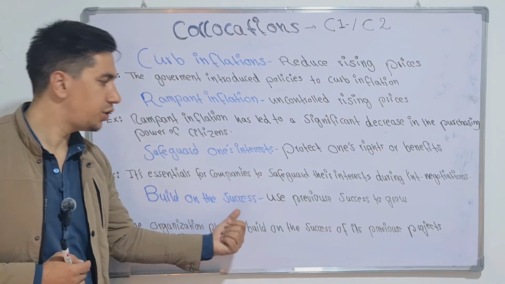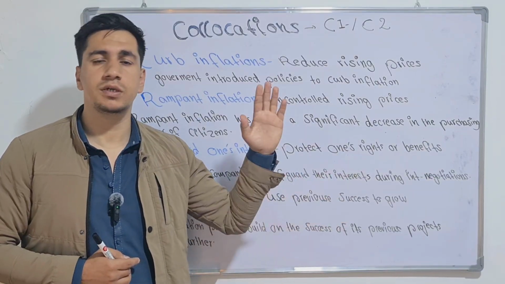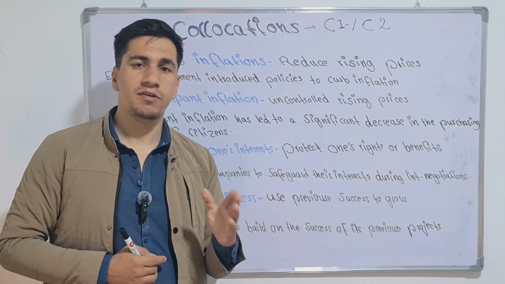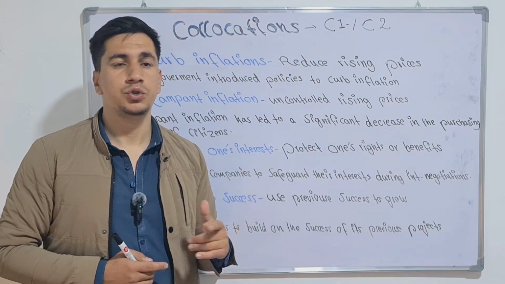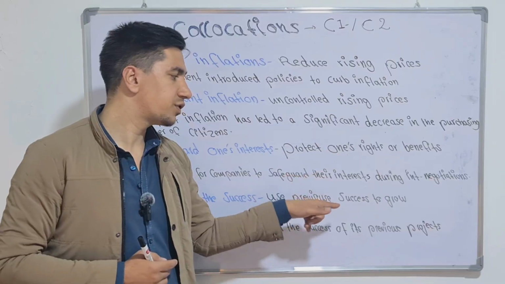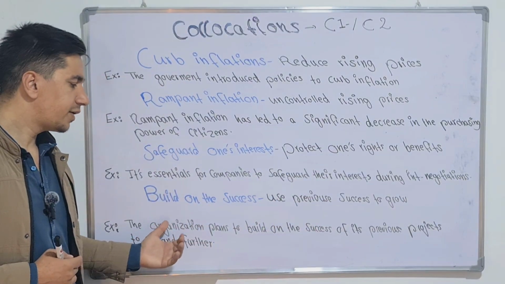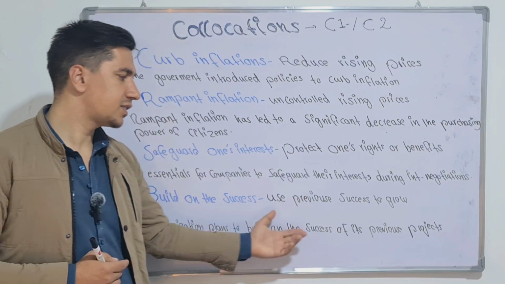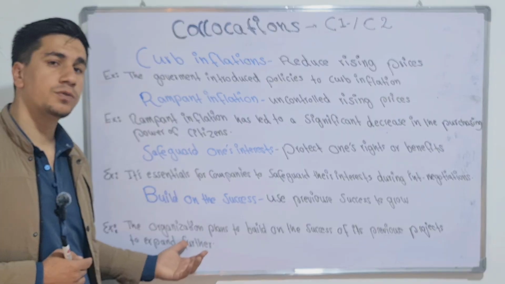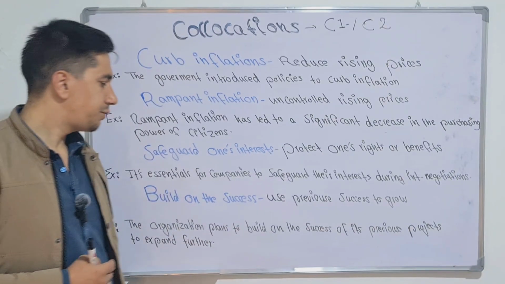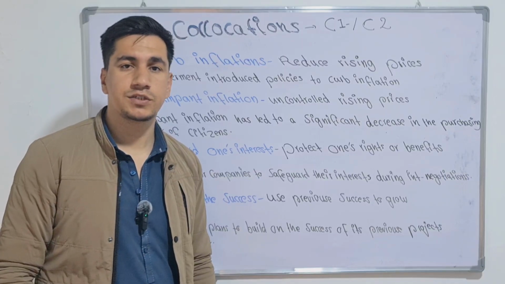Build on the success means use previous success to grow, simple and easy, right? Somebody has already benefited from something, like they've already been successful in their companies, and then they would like to use those previous successes to grow again and again. We have an example available. The organization plans to build on the success of its previous projects to expand further, simple and easy, right? For example, I'm telling you again, you need to build on the success so that you get even more successful in the future.